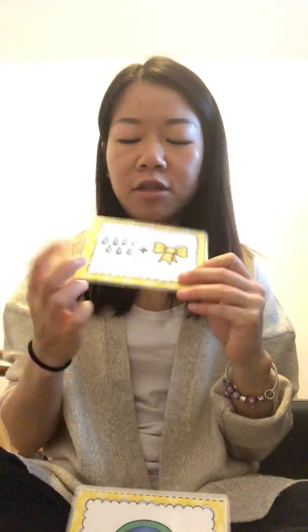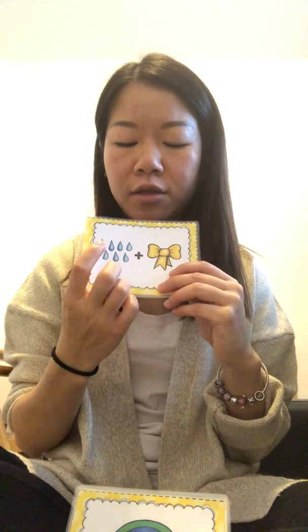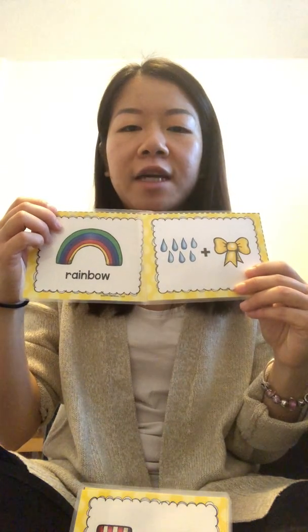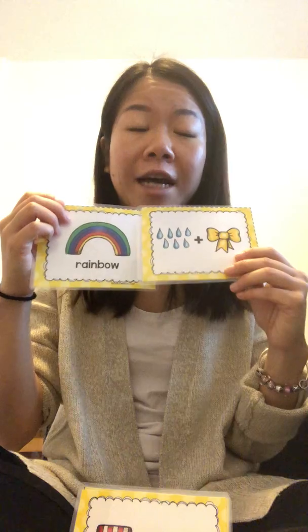And for my more advanced student, I will have this set of compound matching game. With this one, they just look at the picture and they need to know what it is and say the word. So this one is rain plus the word bow makes rainbow. This one they can't really self-check, so they really have to know the word to do the activity.